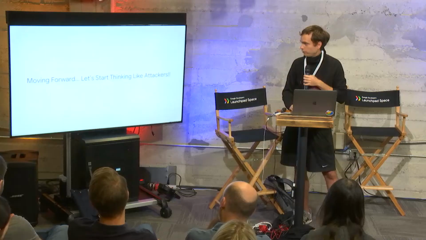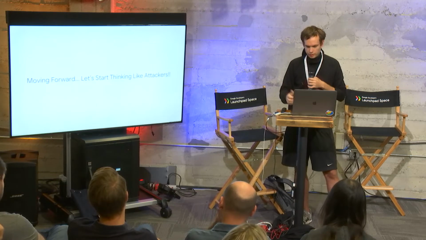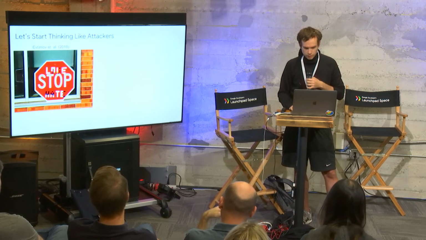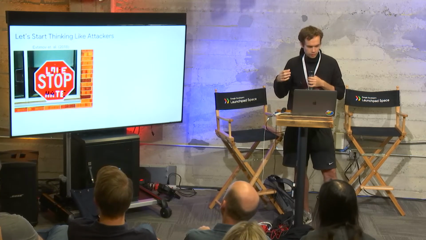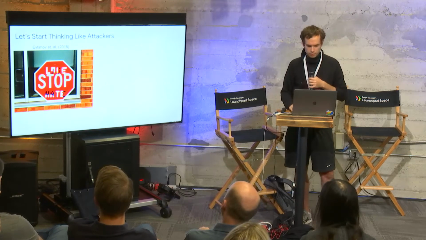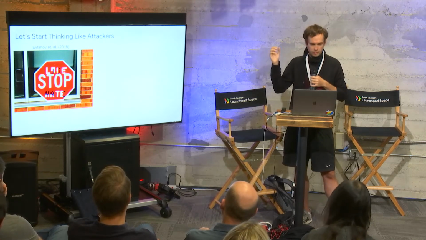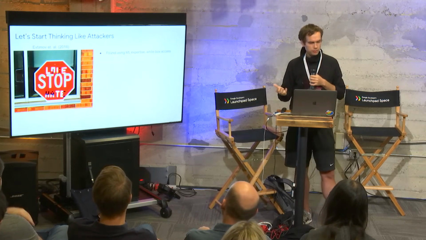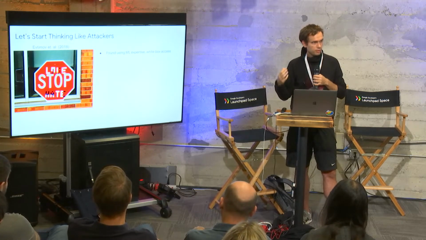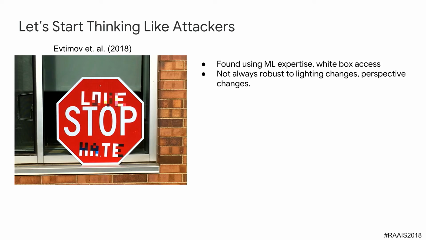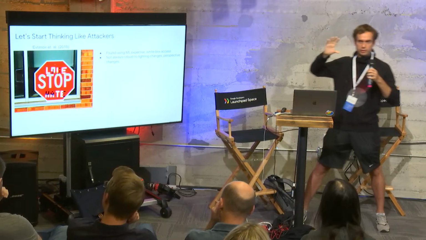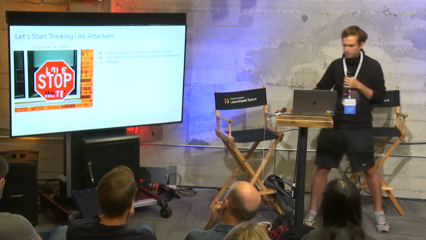Anyway, moving forward, I think we need to start thinking like real attackers. With regard to adversarial stop signs, this is potentially a threat, but it took a team of grad students a couple weeks to pull off. They used the model weights. And this is not always going to be robust to lighting and perspective changes. Maybe if you view the stop sign from this angle, the model says a speed limit sign, but from a different angle it's no longer a speed limit sign.